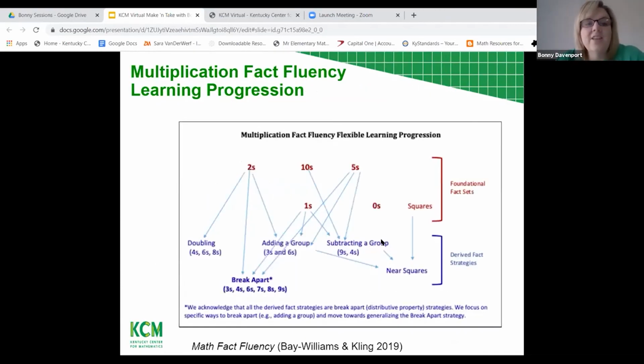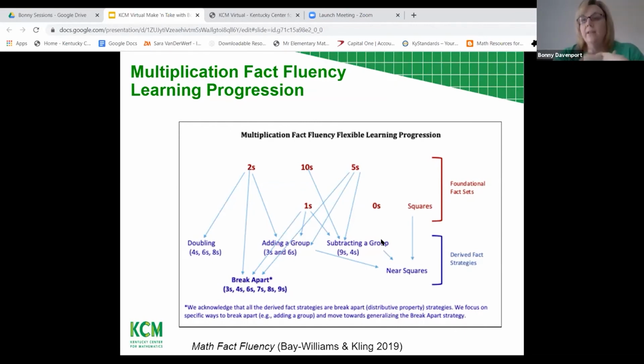Okay, and so in the book by Jenny Bay Williams, Math Fact Fluency, she uses this progression. And you could think about the multiplication progression also as the division progression, because they're just the inverse of each other. So you're learning both operations at the same time. And the research says to start with those foundational fact sets.